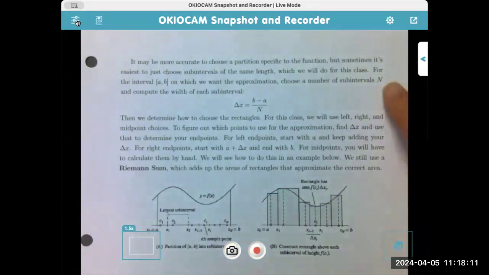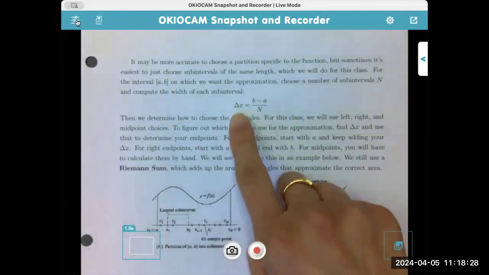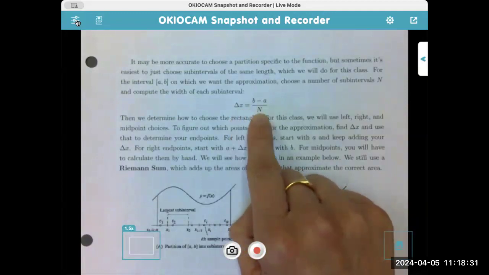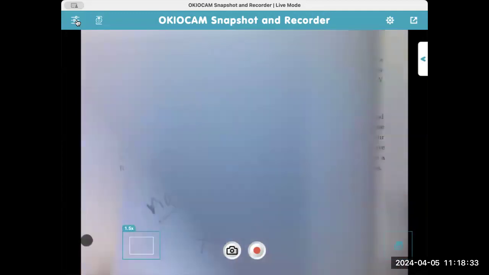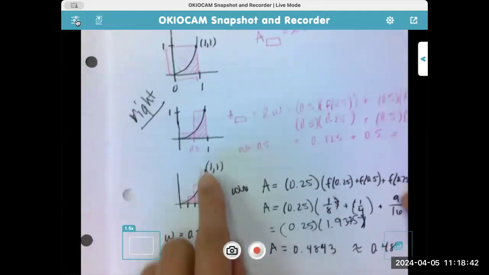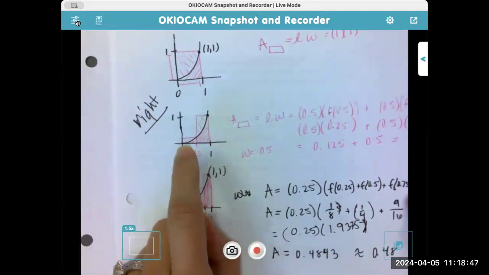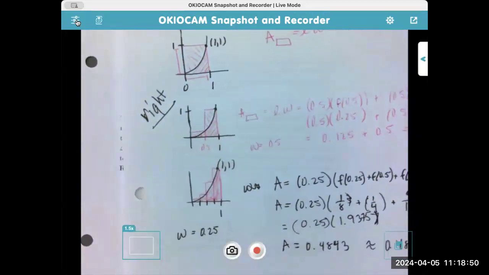For the interval A to B, on the closed interval on which we want the approximation, choose a number of subintervals n and compute the width of each subinterval. So basically, what we did here, the change in x, so the width in x, is b minus a over n, how many intervals we wanted. So if I wanted 4 intervals, that would be 0 plus 1 divided by 4, which gives us the 0.25. If I want 2 subintervals, that's 0 plus 1 is 1 divided by n, our number of subintervals, which gives us a half. Cool.